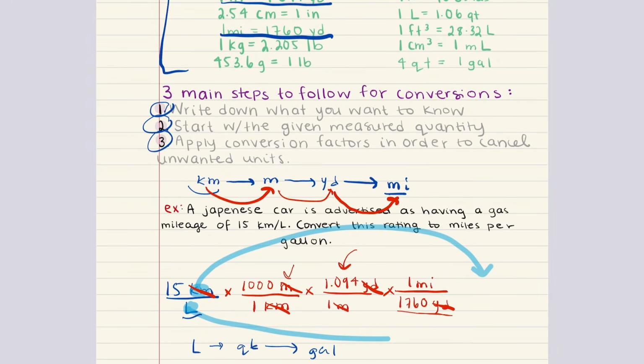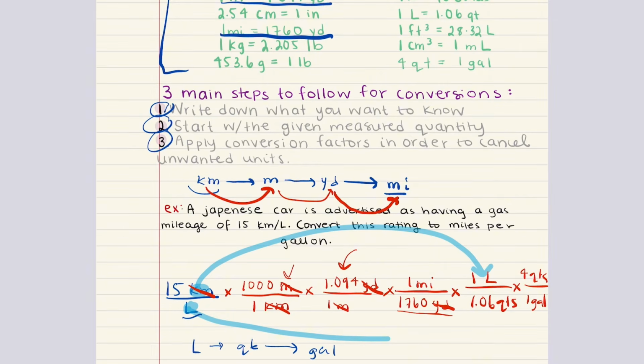Now, we still need to do another kind of conversion. We need to go from liters to gallons. So now that we've gotten from kilometers to miles, let's apply some of the conversions we need to go from liters to gallons. Our first conversion is to go from 1 liter to quarts, which is 1.06 quarts. And then our last and final conversion is to convert from quarts to gallons. 4 quarts is equal to 1 gallon.